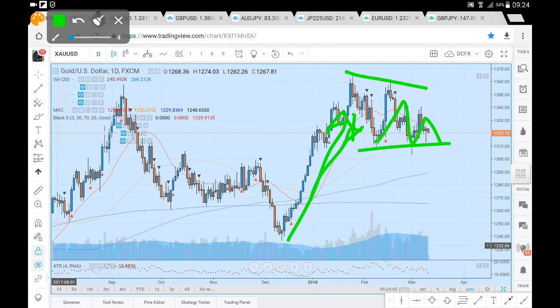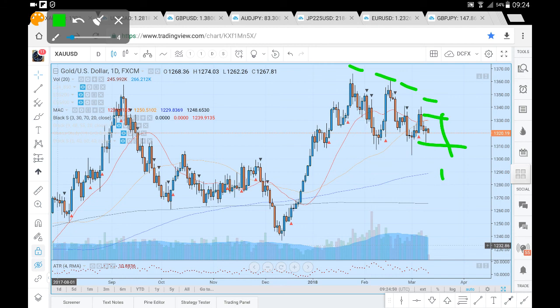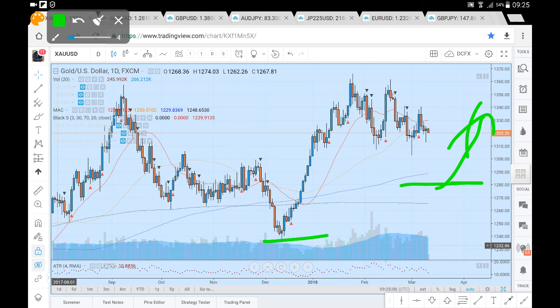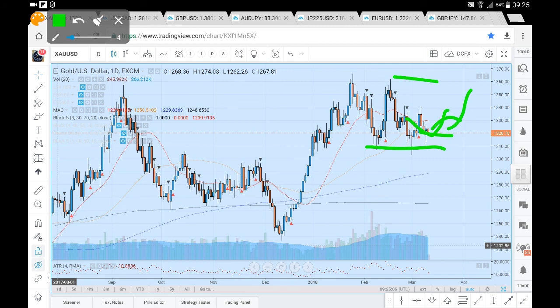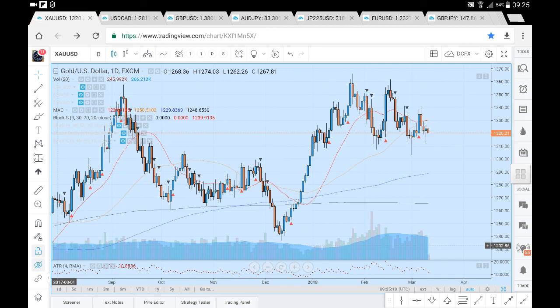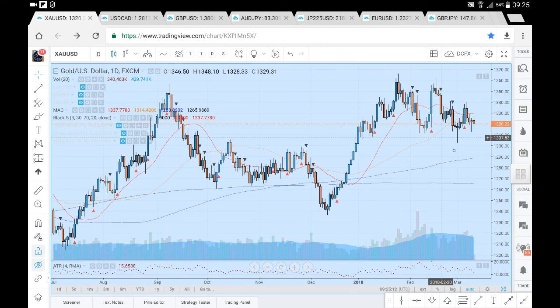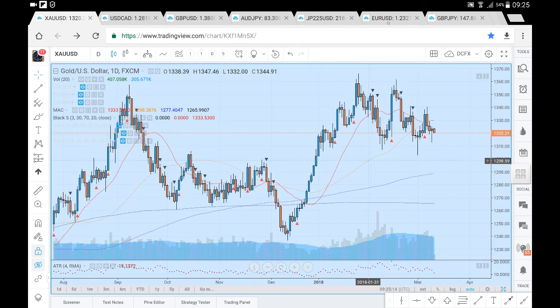So we'll see whether we continue to post lower highs and test these lows and a breakdown towards possibly that 1280 I was saying on the weekly time frame, to post a higher low, or whether we can find that support at 1320 to head back up to test these most recent highs. But those are pretty much the levels that we are looking at on the XAUUSD.